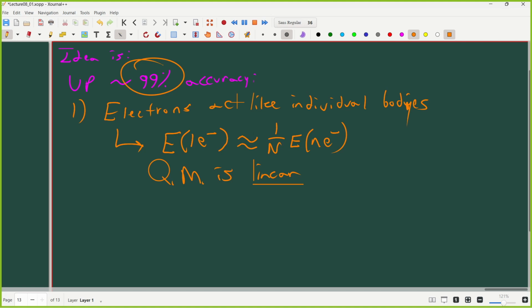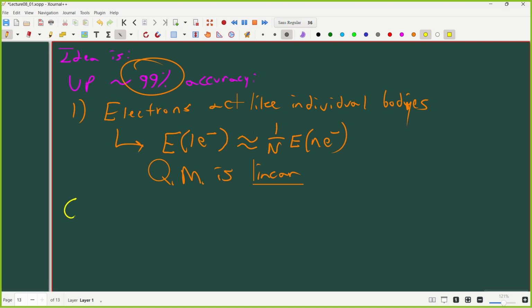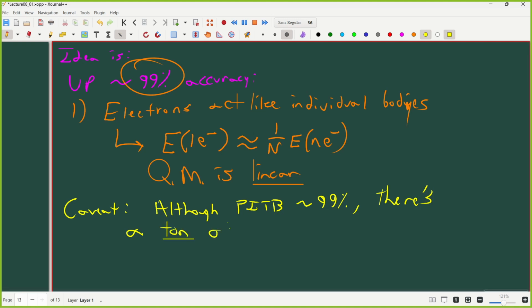It turns out, however, just a caveat, I just want to write this very generically. I don't want to explain why that is, but it does appear. The caveat is that although particle in the box kind of gets us to like 99%, there's a ton of relevant chemistry due to that 1%.